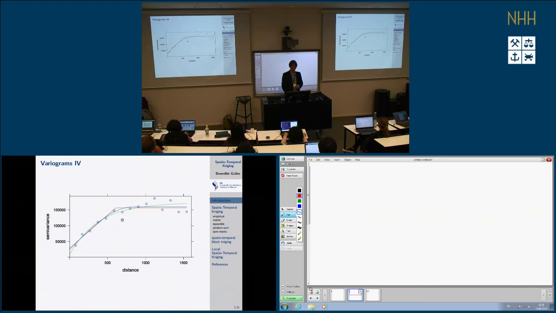They're not too different here, but you will have to select the best fitting one of these. Yeah? Does the empirical variogram depend on how we make the bins and how we discretize the blocks? Yeah.